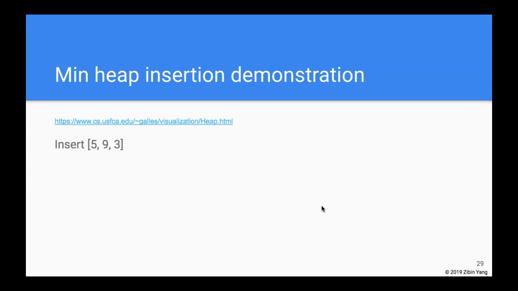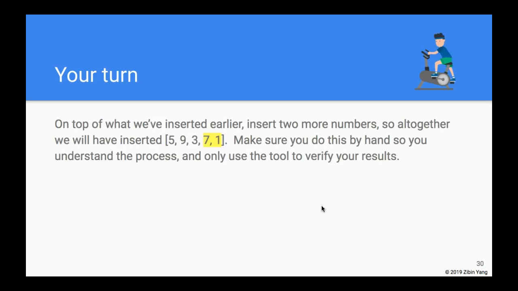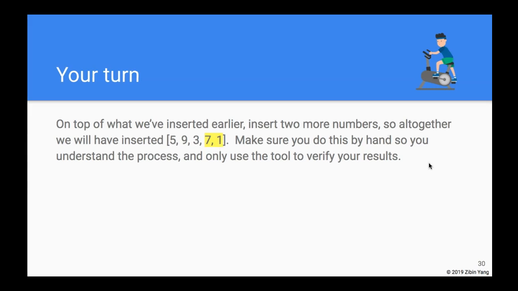Now, to make sure you understand this, I think it's your turn to try a little insertion yourself. On top of what we've done already, try to insert the number 7 and then 1 into this min heap. I know it's tempting to just use the visualization to see a pretty animation and think you understand this. Please don't do that. Do this by hand on a piece of paper, and once you're done, you can use the visualization tool to verify your results.